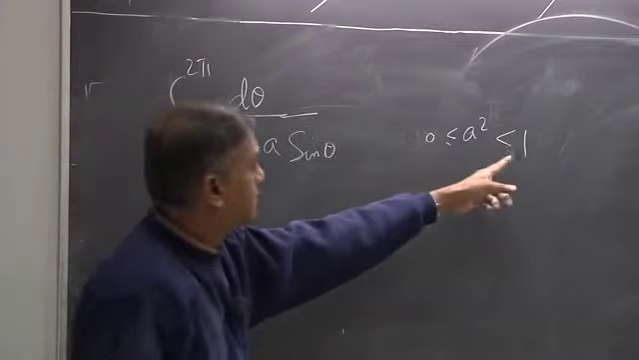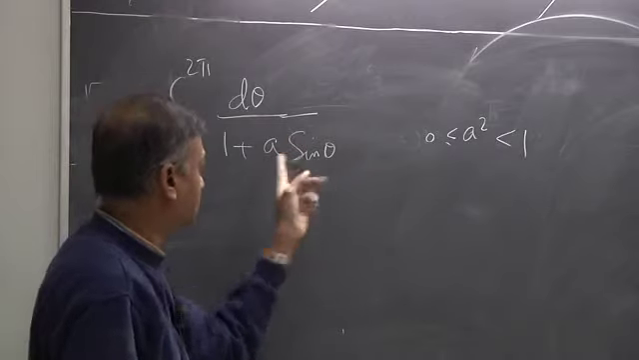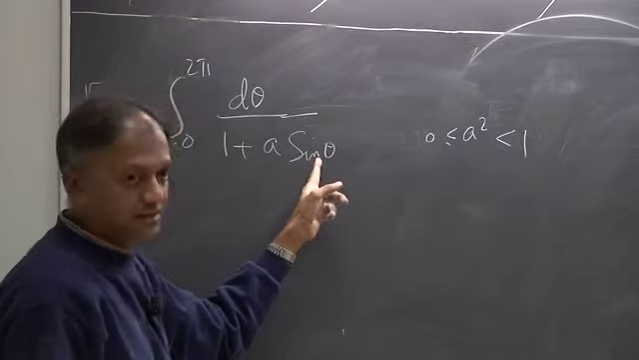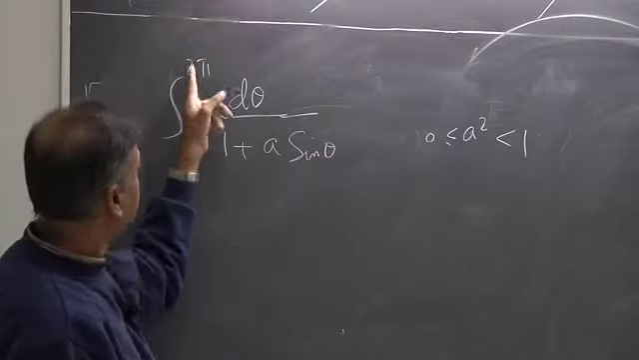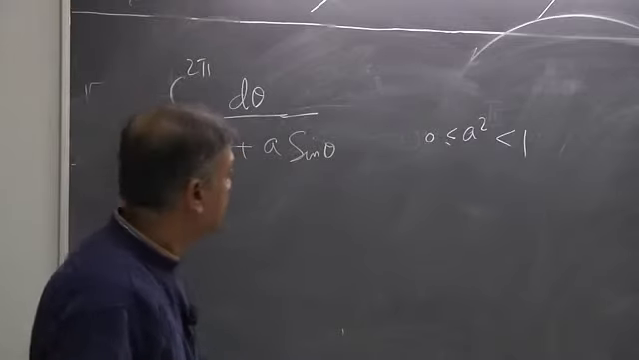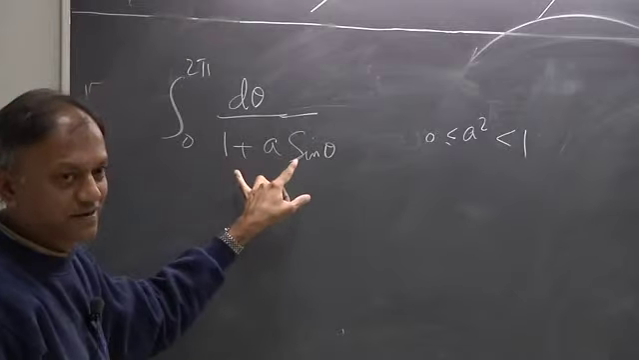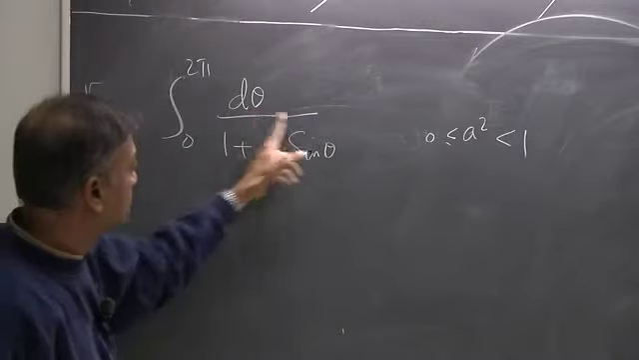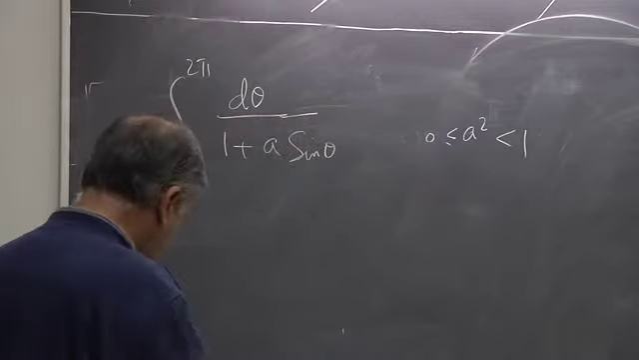I mean strictly less than 1, because suppose a was plus or minus 1, say a is equal to minus 1, for example. Then this becomes 1 minus sine theta, which has a divergence because at theta equal to pi by 2 it blows up, and that is along the path. So that would be like the situation you are talking about. That's why if a is strictly less than 1, there's no way this can vanish, because the modulus of sine theta is always less than or equal to 1. Therefore there is no singularity on this path. So we want to calculate this.